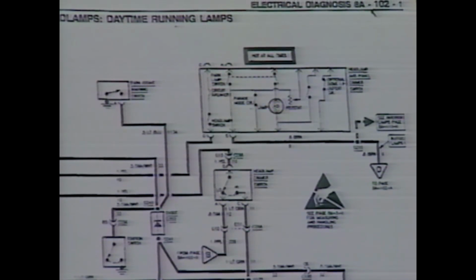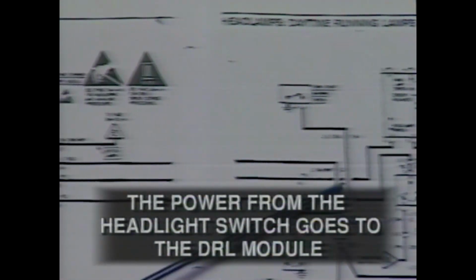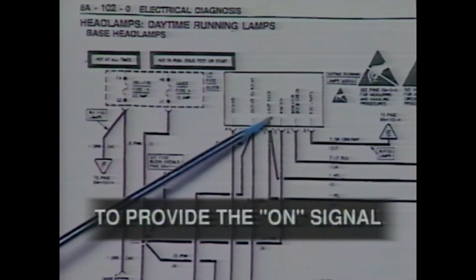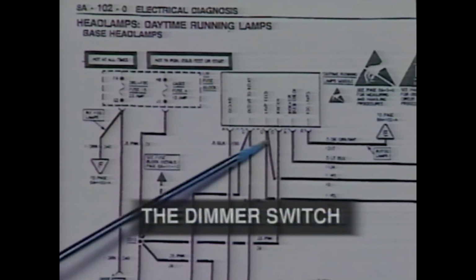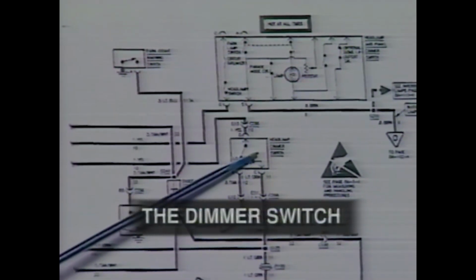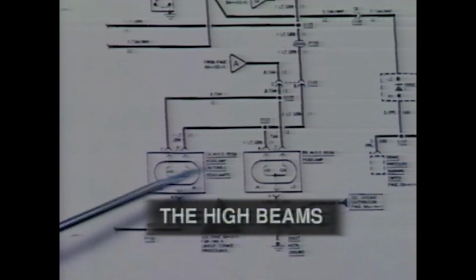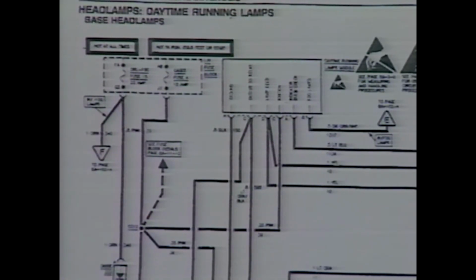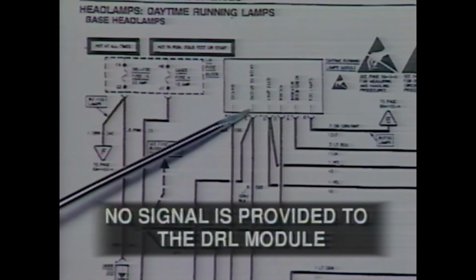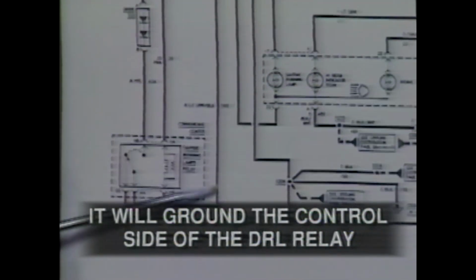If the dimmer switch is in the high beam position, the power from the headlight switch goes to the DRL module to provide the on signal, then to the dimmer switch, and directly to the high beams. If the headlight switch is not on or is in the parking lights position, no signal is provided to the DRL module, and it will ground the control side of the DRL relay.